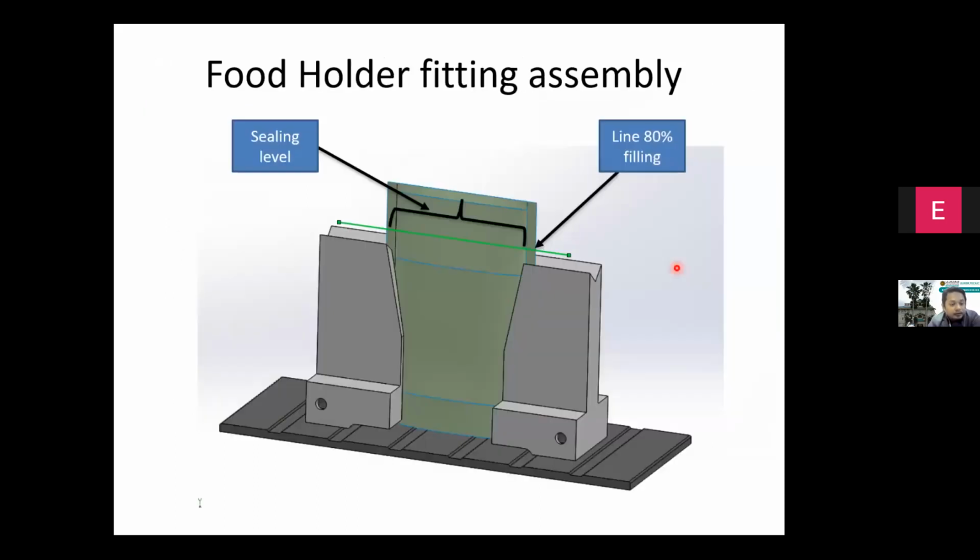Alright, so this is the overall food holder fitting assembly. This one is the sealing level, so we have to mark that 80% filling line, and make sure that the height of the food holder is below the 80% of filling. And also this one is the prototype for the conveyor.